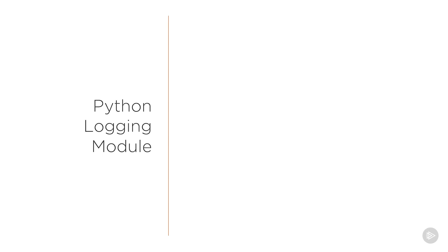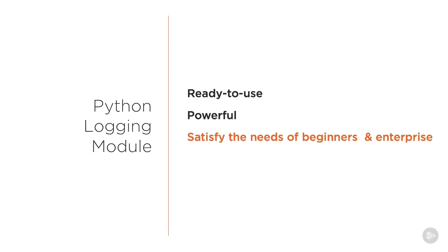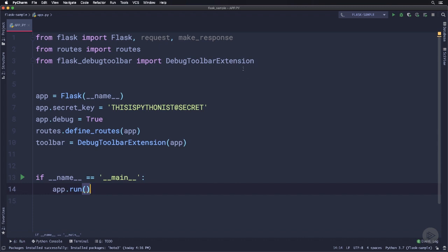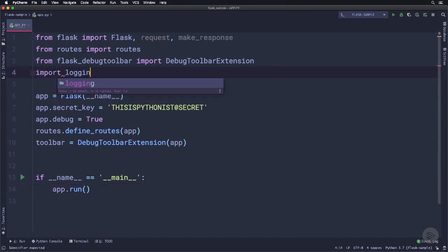The logging module in Python is a ready-to-use and powerful module that is designed to satisfy the needs of beginners as well as enterprise teams. It is used by most of the third-party Python libraries, so you can integrate your log messages with the ones from those libraries to produce a uniform log for your application. In order to use it, we simply need to import it as import logging.